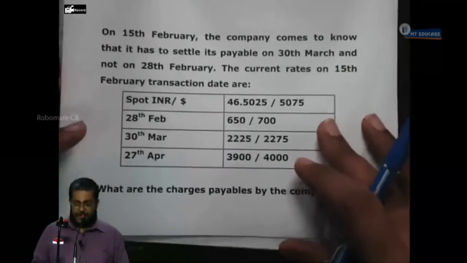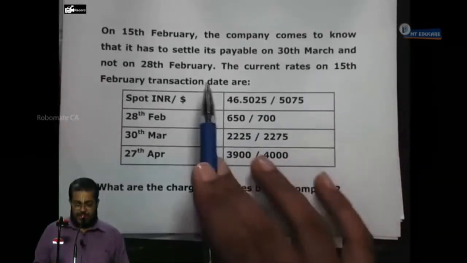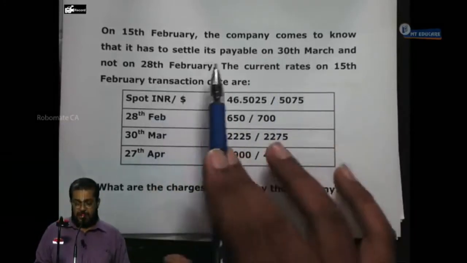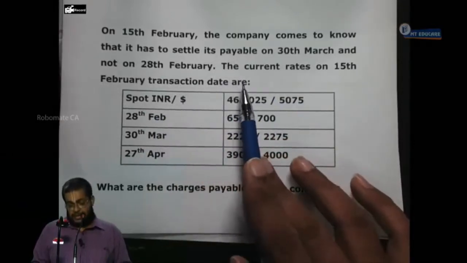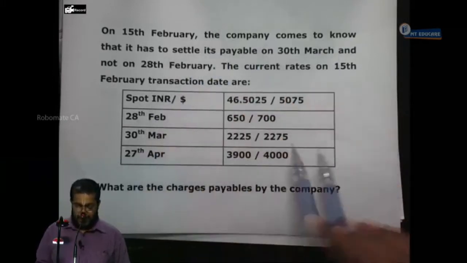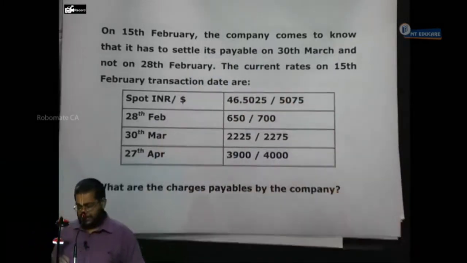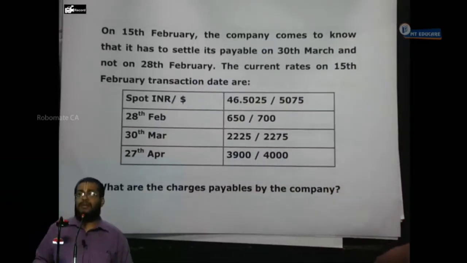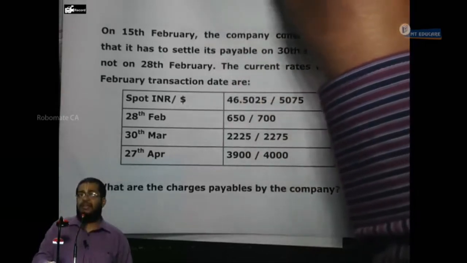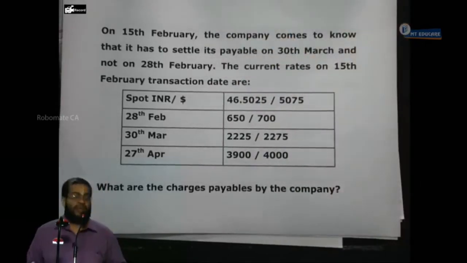Right or not? Next. On 15 February, the company comes to know that it has to settle its payable on 30th March and not on 28th February. The current rates on 15 February transactions are as follows. They have given you the table. Tell me, is this table relevant or irrelevant? Relevant. What are the charges payable by the company? Can you proceed or not? Right, question number 33. You should be applying your mind and telling me the answers.